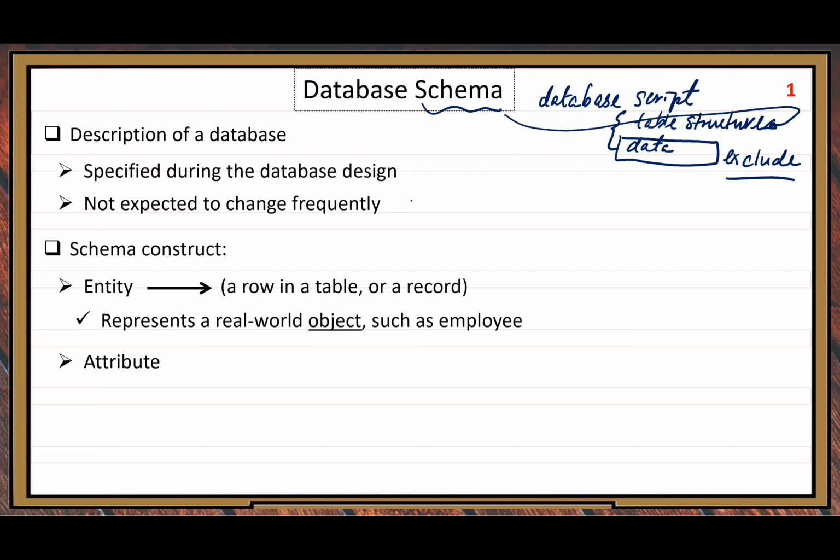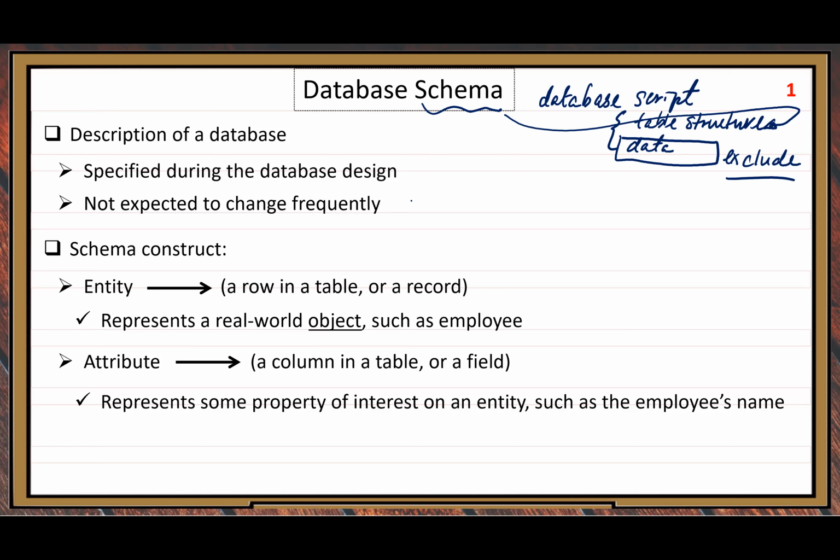Next, the attribute concept. That's the property we talked about, a column in a table. In a table, we refer to each attribute as a column, or sometimes a field. An attribute represents some property of interest of an entity, such as the employee's name. Next concept, relation.